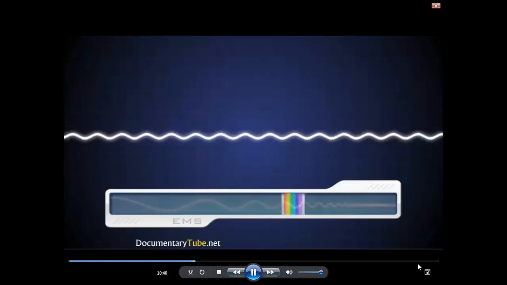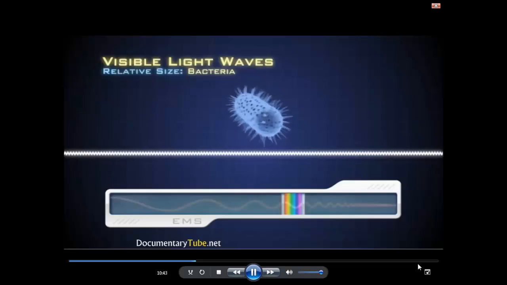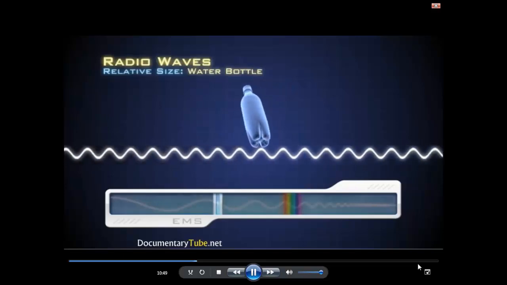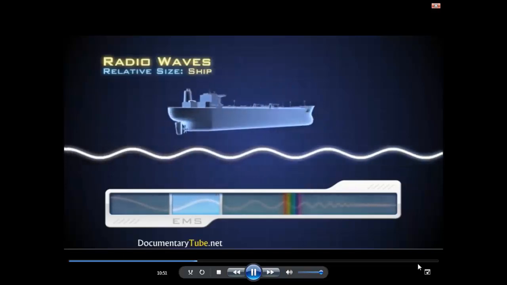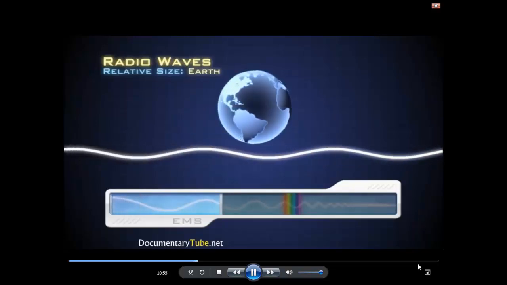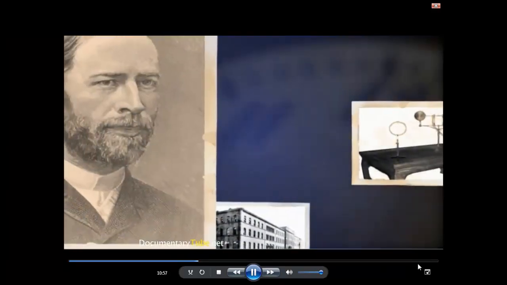Radio waves are the longest and contain the least energy of any electromagnetic wave. While visible light is measured in minute fractions of an inch, radio waves vary from about 19 centimeters, about the length of a water bottle, to waves the length of cars, ships, mountains, all the way up to monstrous waves longer than the diameter of our planet.